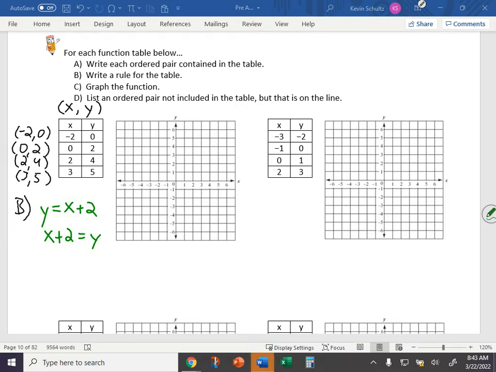Jack, question? Can I go get a pencil? Sure.